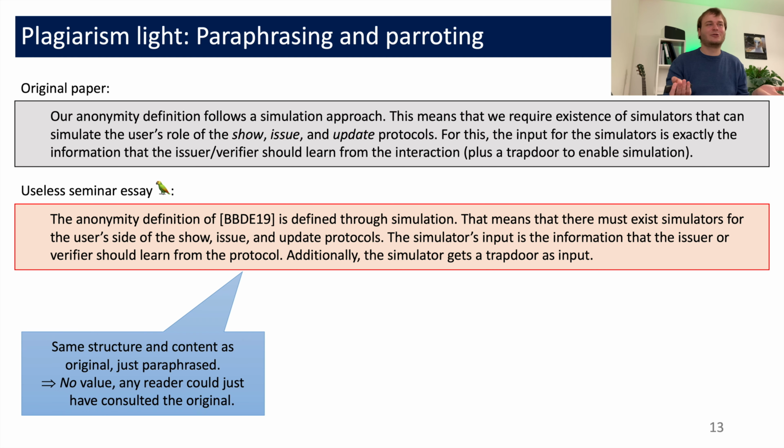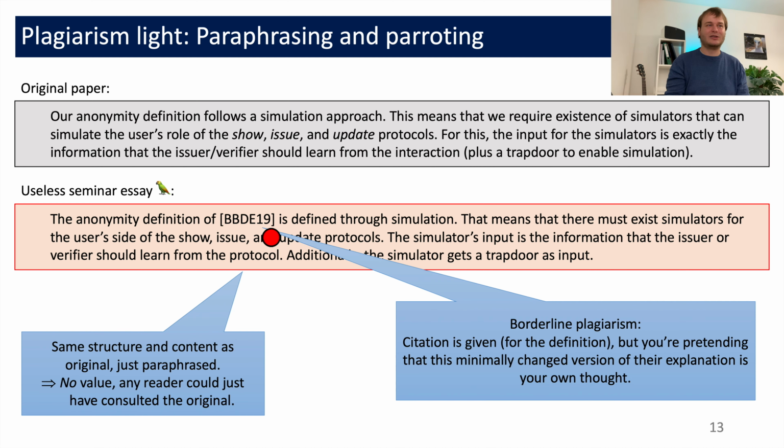But if you have the same structure and the same content as the original paper and just paraphrase it, then this essay has no value. Any reader could just consult the original and would probably be as well served as with your essay. It's also borderline plagiarism, because even though you're citing your source here, it sounds like you're citing it for the general idea. But if you think about it, you didn't just take their general idea, you essentially took their content sentence by sentence. So you're pretending that this minimally changed version of their explanation is your original thought, your way of explaining it. So we would probably classify this as plagiarism.